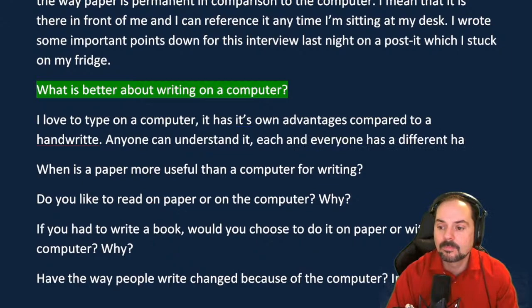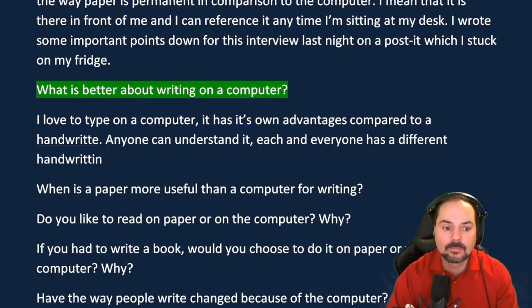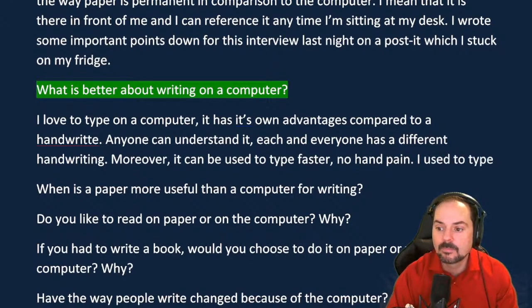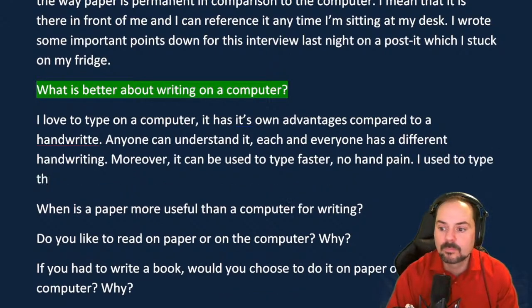And moreover, finally, I would like to conclude that it can be used for fast typewriting. We won't feel any hand pain. For example, back then during my 12th standard, I used to type a 1,000-word thesis, whereas I could not even write 500 words on paper.